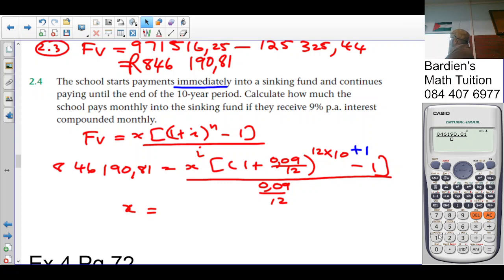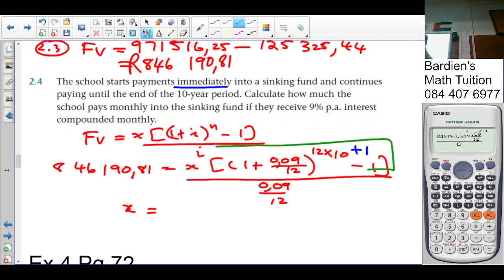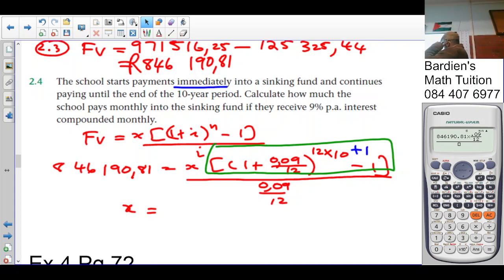Could I use the answer button as well? It must be multiplied by 0.09 over 12, since it's compounded monthly, so that would have been equal to X into this product factor. Okay? So what I do now is I divide by that factor, so that would be simply, open brackets, 1 plus 0.09 over 12, the exponent 12 times 10 plus 1, or I could have just put down there 21, minus 1.